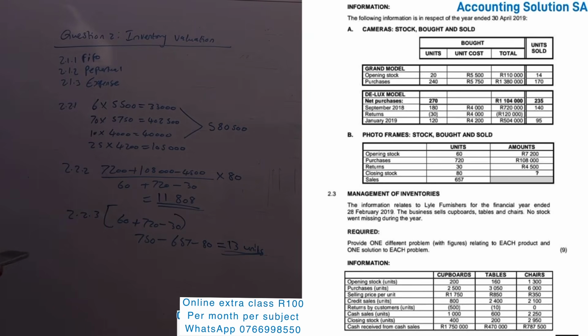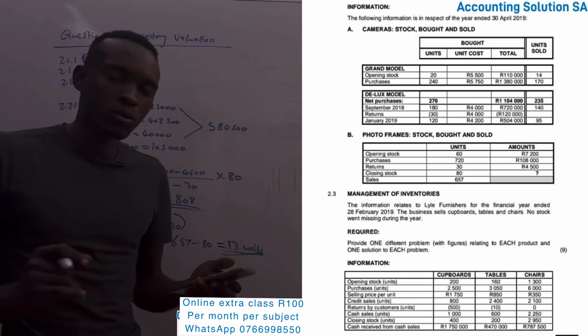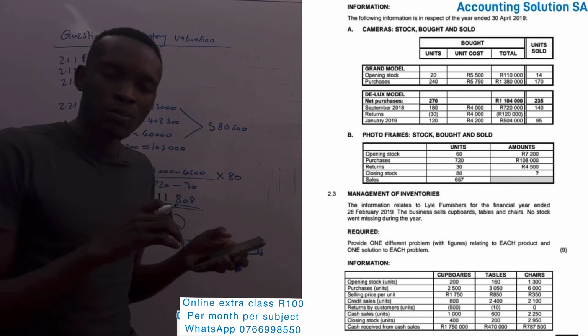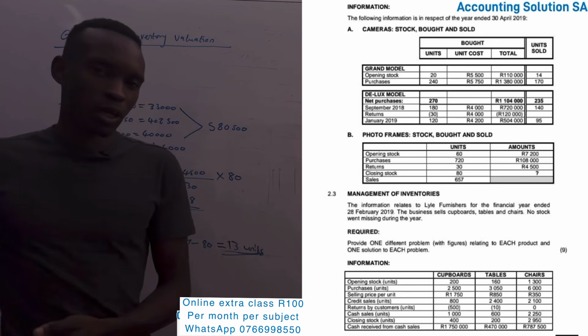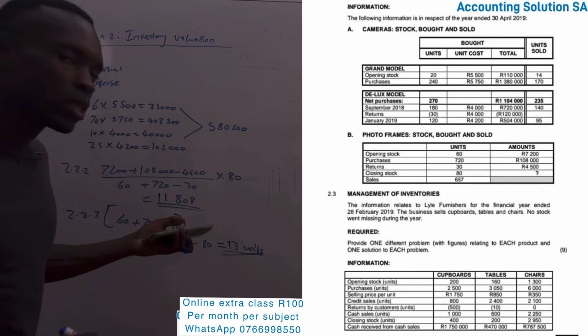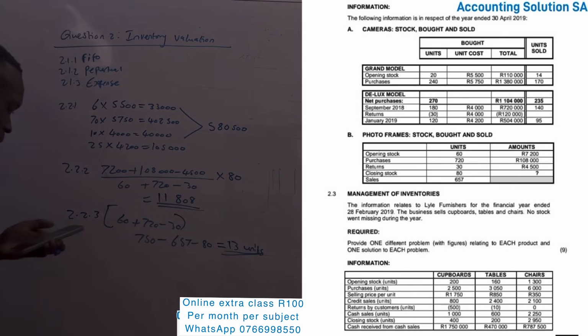So in other words, you take all the stock that you know is available. We have opening plus what we bought, we subtract what we returned, we subtract what we are left with, which is closing, and we subtract what we sold, then we're going to be left with what is missing. That's how we calculate it.